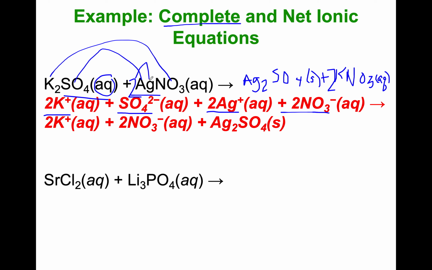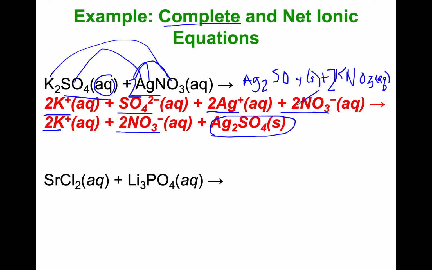So you see how we're taking that coefficient and spreading it to both of those cation and anion. And then if you look, we see that the solid stays together. We don't break that up. And then again, the coefficient gets spread, 2 potassiums, 2 nitrates. So now that's the total or complete ionic. So now you can cross out all the spectator ions, or the ions that aren't doing anything.